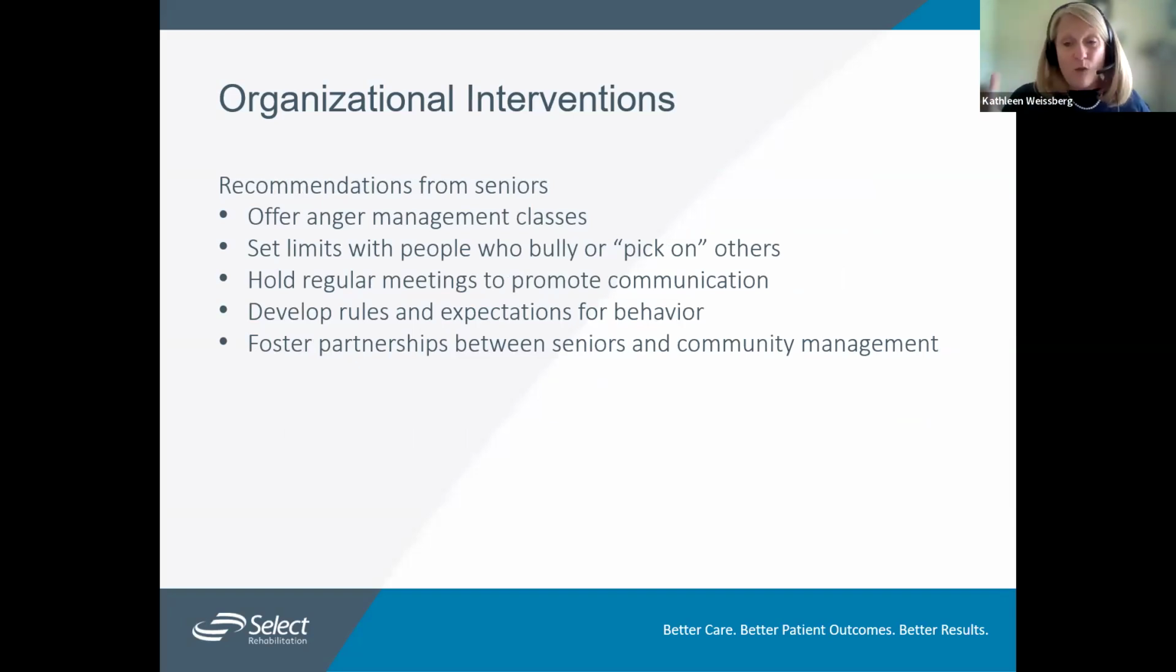This is, again, wellness. If you're offering some sort of wellness services within your community, can we offer anger management classes? Can we set those limits? Can we teach other people some of what we're talking about here? And again, fostering that partnership, developing that trust.